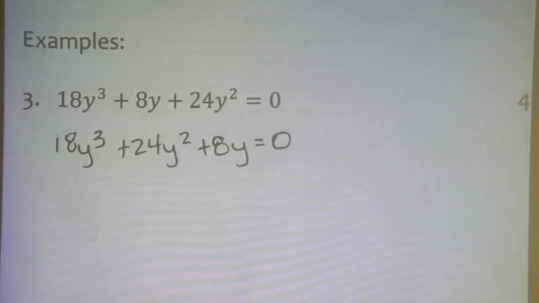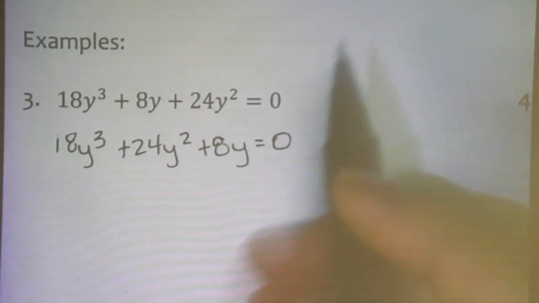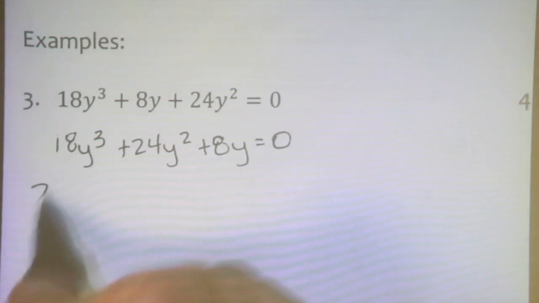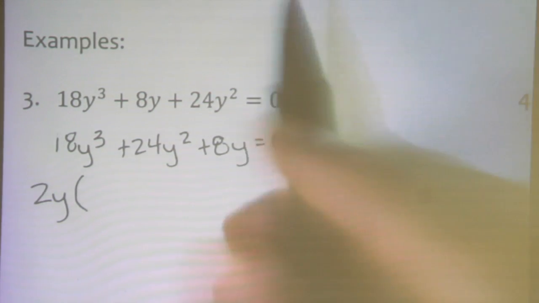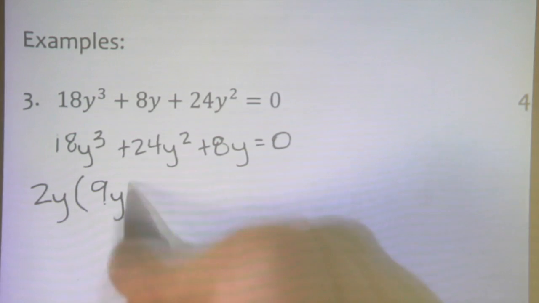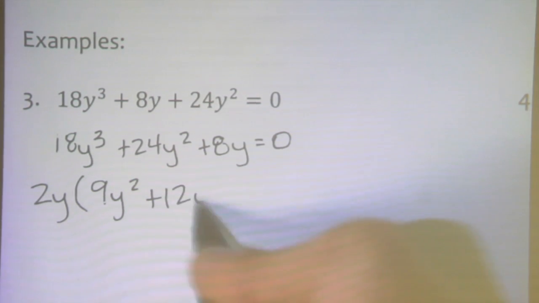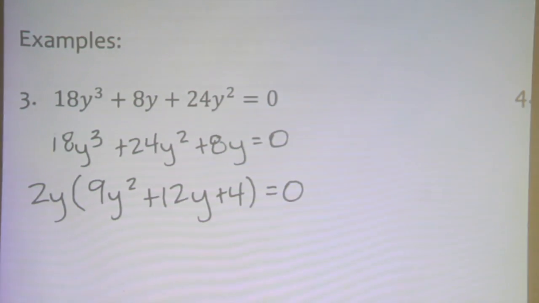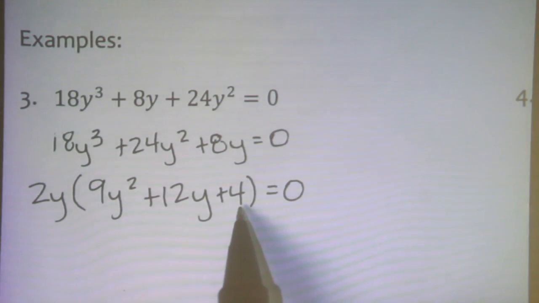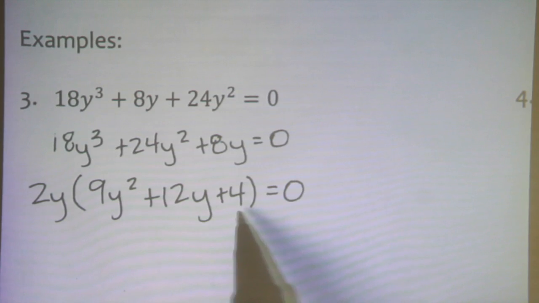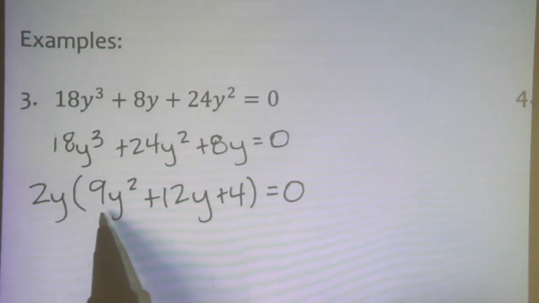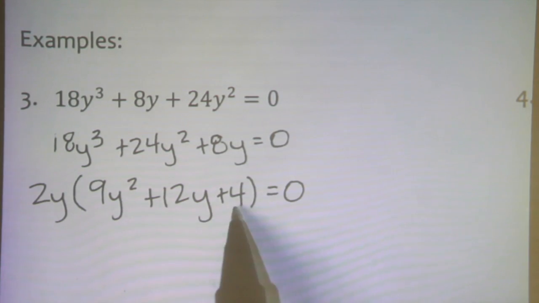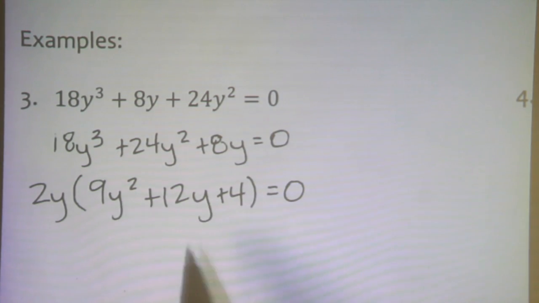Remember from the guidelines above, you look for a GCF. They all have a 2y in common. Take out a 2y, and you're left with 9y squared plus 12y plus 4. Now I look at the resulting trinomial, and this happens to be a PST, perfect square trinomial. My first and last terms are perfect squares, and the middle term is the product of these square roots doubled.